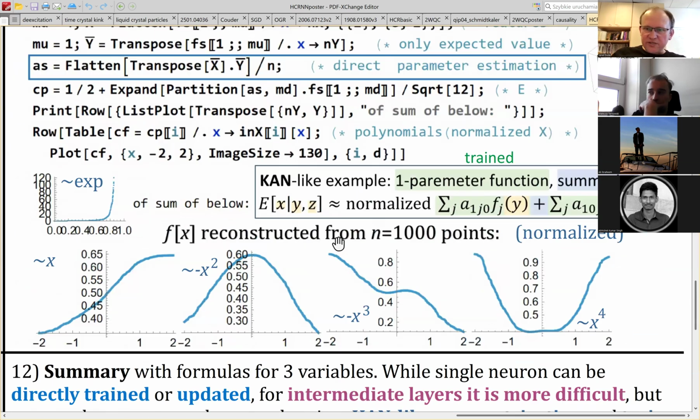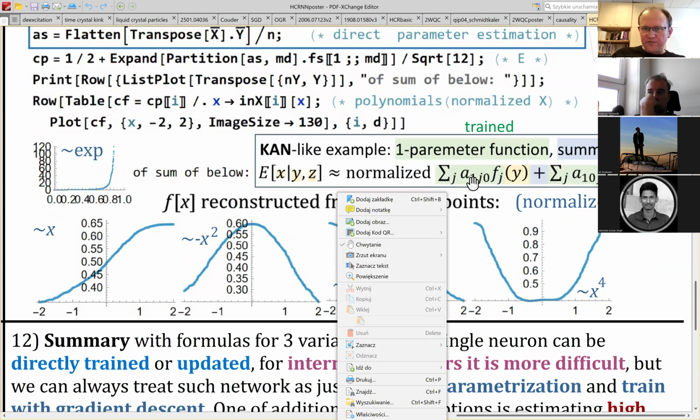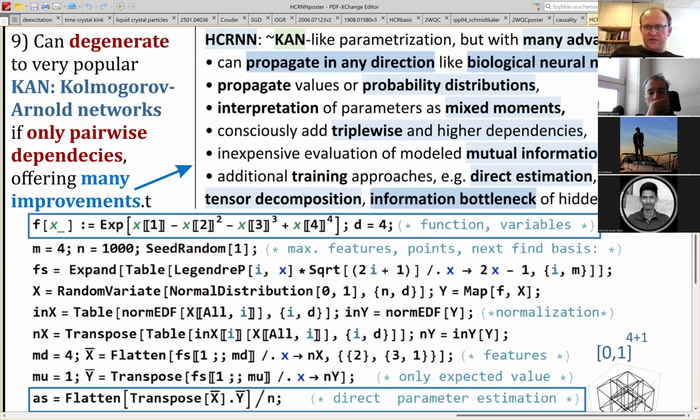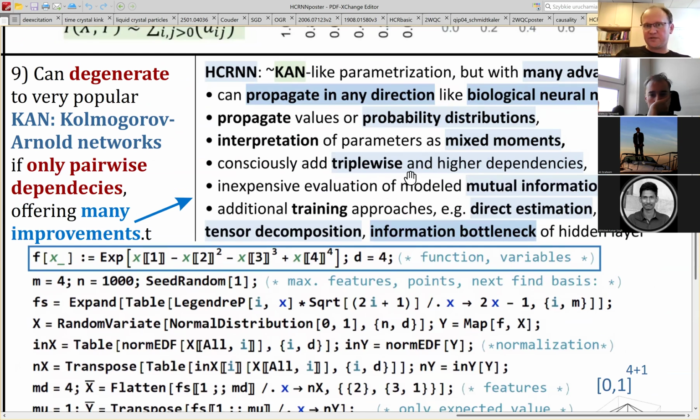Here we can see there are only pairwise dependencies between the first moment of the first variable and the jth moment of the second variable, and the first moment of the first variable and the jth moment of the third variable. But we can also add higher order, triple order dependencies and so on. Then we can have inexpensive evaluation of the mutual information. We get control of the bits of information going to the network, and we have additional training options like direct estimation, tensor decomposition I mentioned, and this information bottleneck, which is a biologically plausible method. So this kind of network has many potential improvements.